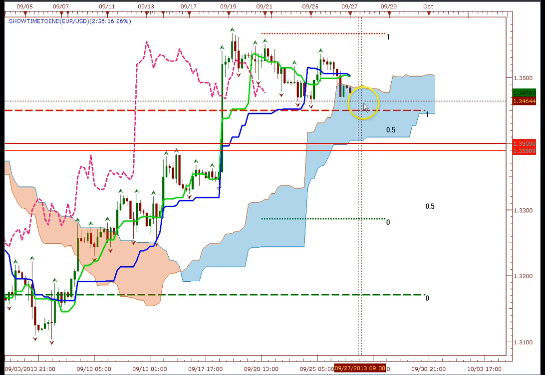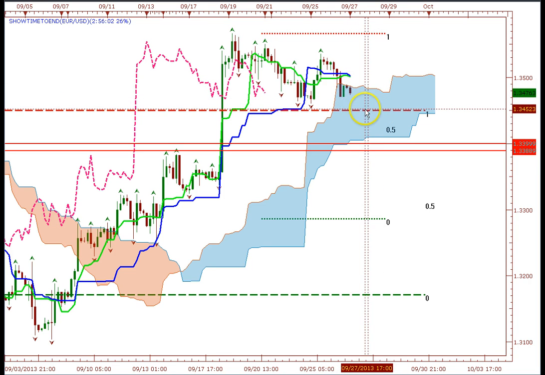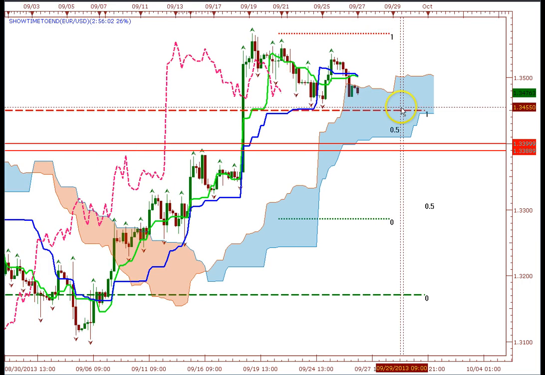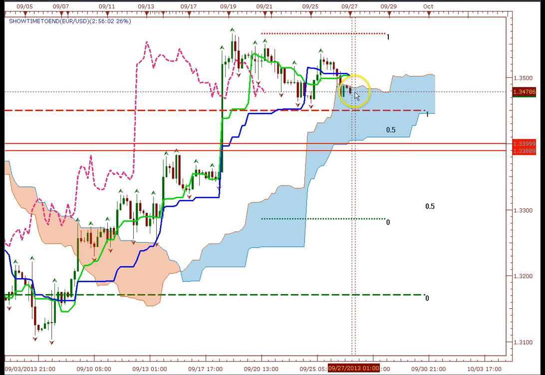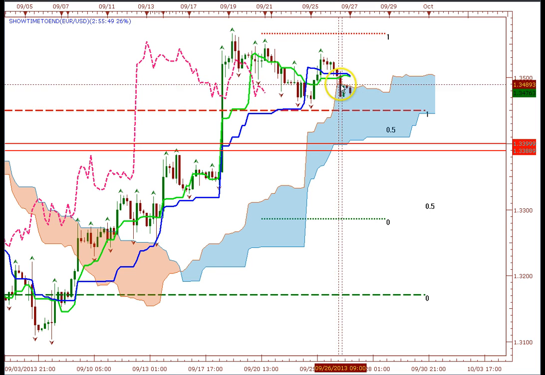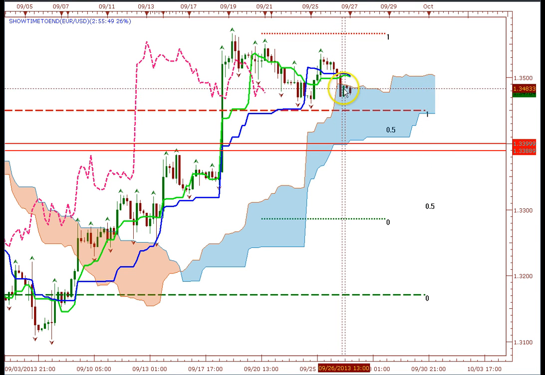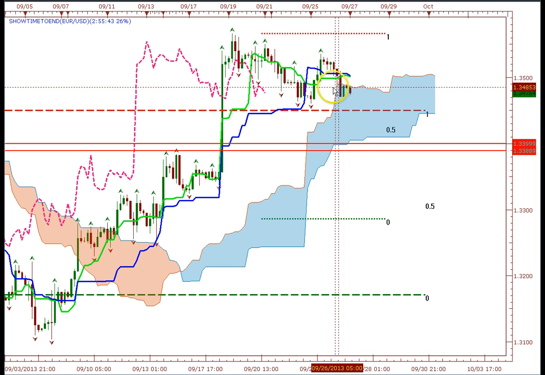Now we're going to wait to see what price does. If price can break this previous month high, then it looks like we may be in for a nice trade here, because you've got your TK crossover, which is bearish, and you've got Chikou span below price, but still your Kumo future is bullish, and you still have price really above the cloud.